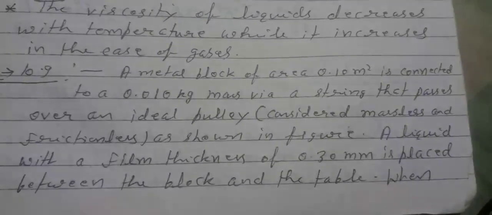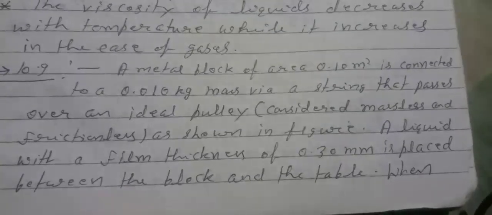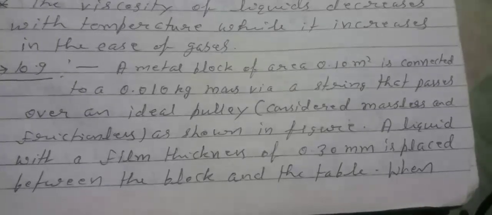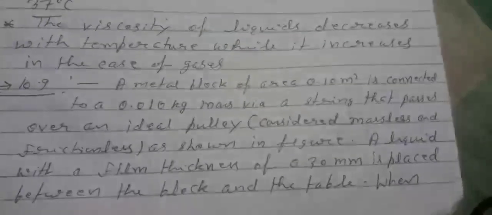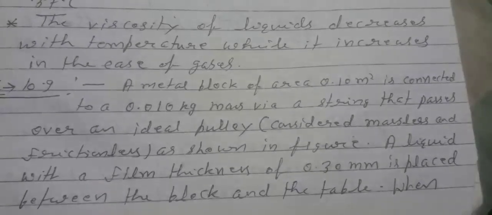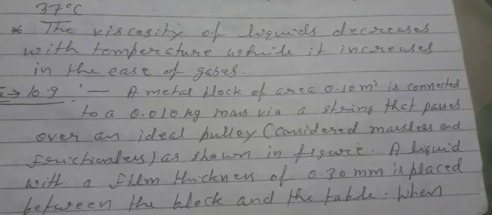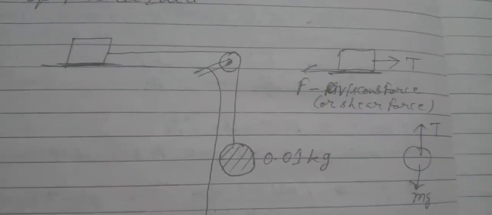Example: a metal block of area 0.10 meter square is connected to a 0.01 kg mass via a string that passes over an ideal pulley, considered massless and frictionless, as shown in the figure. A liquid with a film thickness of 0.30 mm is placed between the block and the table. When released, the block moves to the right with a constant speed of 0.85 meters per second. Find the coefficient of viscosity of the liquid. The situation is shown in the figure, and the free body diagram of the block and the ball is shown.